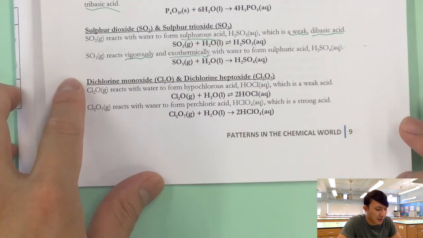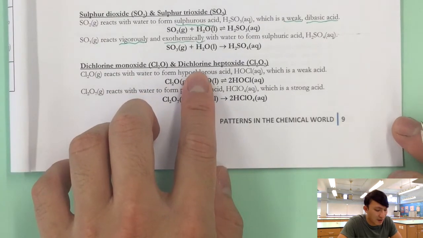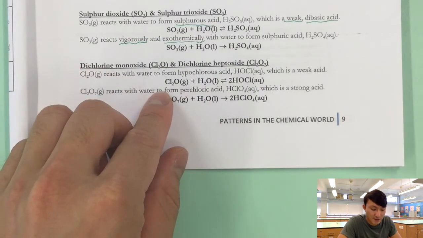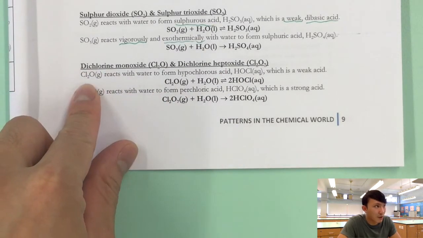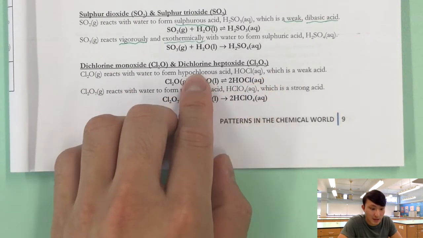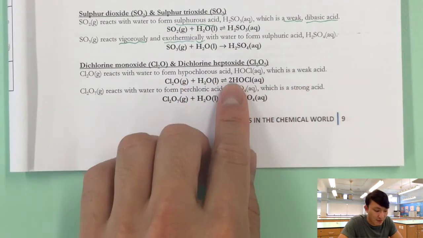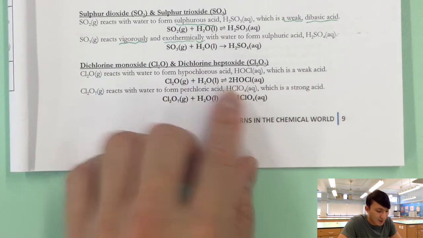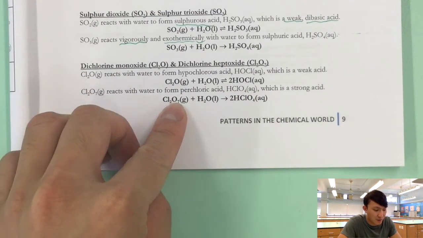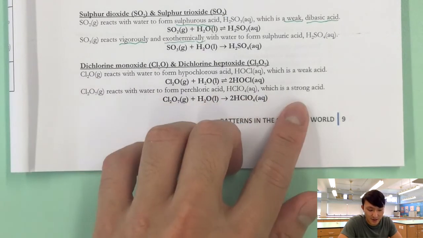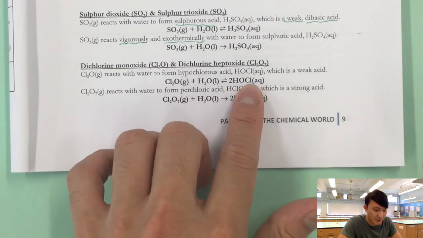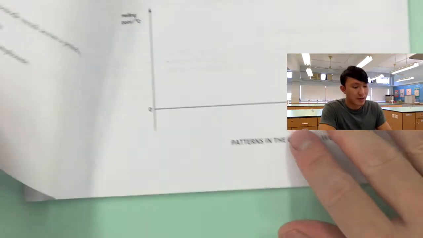Now, the last ones, dichlorine monoxide and also dichlorine heptoxide. Both oxides will react with water to form acid. Dichlorine monoxide will react with water to form HOCl, hypochlorous acid, which is a weak acid. And Cl2O7 will react with water to form perchloric acid, which is a strong acid. So you notice, forming a strong acid, single-headed arrow. And here, forming a weak acid, we use a reversible arrow. Okay? So that's it for this video.